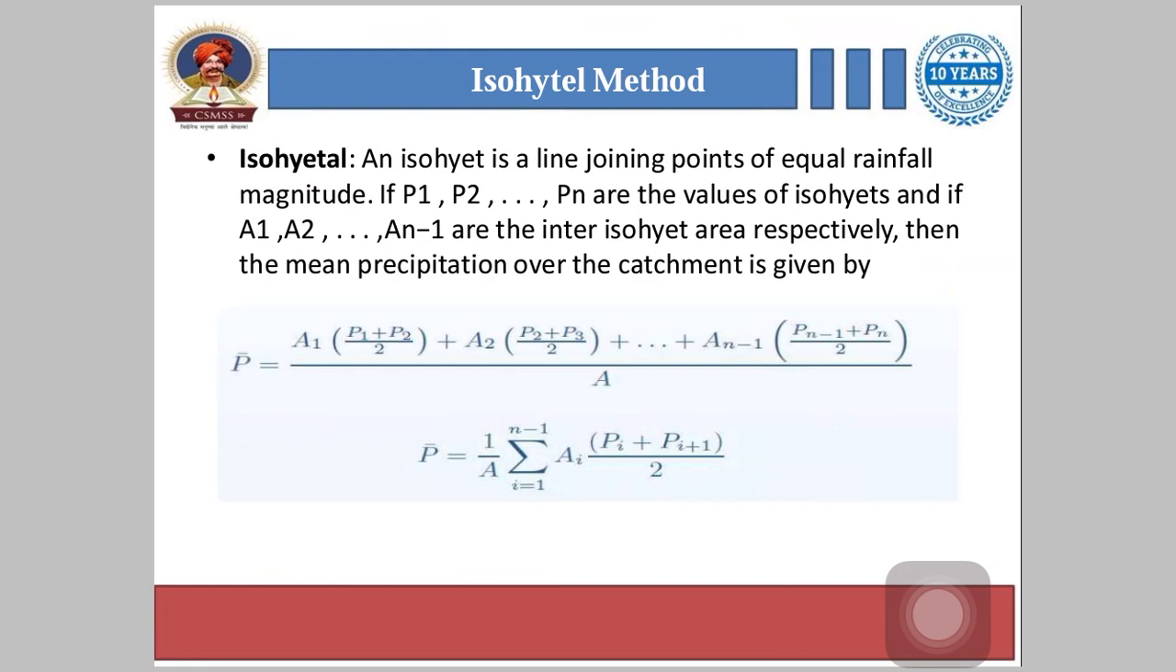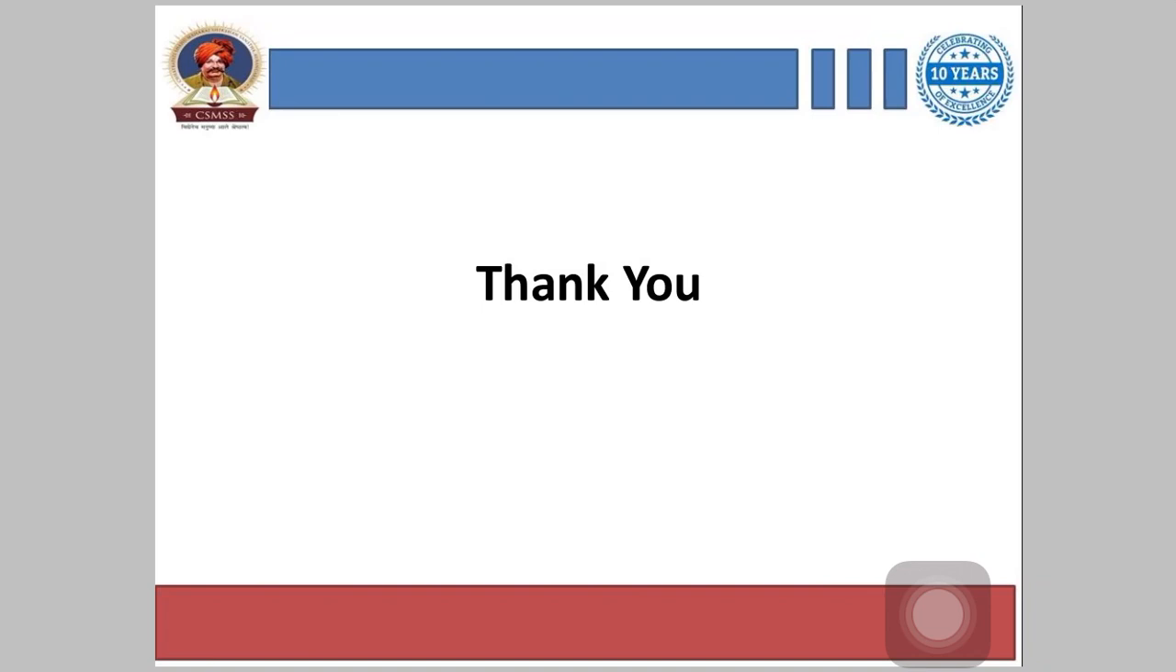And here if A1, A2, An minus 1 are the inter-isohyet areas respectively, then the mean precipitation over the catchment is given by P is equal to A1 in bracket P1 plus P2 divided by 2, plus A2 in bracket P2 plus P3 divided by 2, and so on, and this all is divided by the summation of the areas. In this way we can calculate the average annual rainfall of a catchment. Thank you.